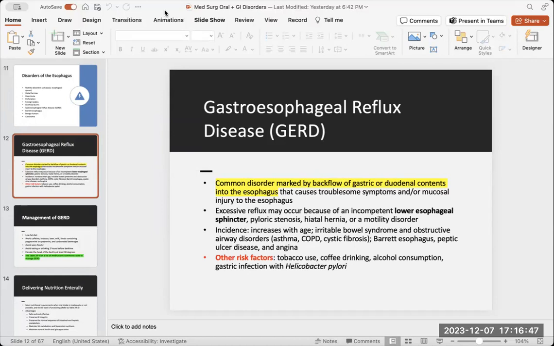Okay, so where do we see this? Someone who has older age, if they have irritable bowel syndrome, obstructive airway disorders, but really, really important risk factors that we see with someone who has GERD, which is going to come up every single time for all of the GI disorders, so I would like you to memorize this, is tobacco use, coffee drinking, alcohol consumption, and H. pylori or Helicobacter pylori. It's a type of bacteria that can cause GERD.